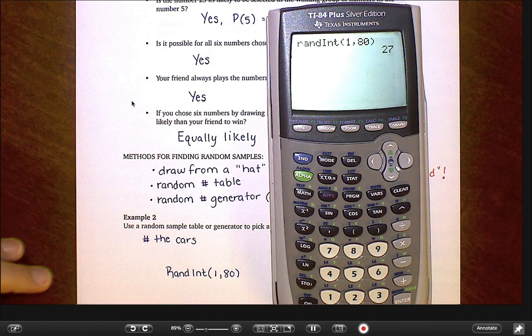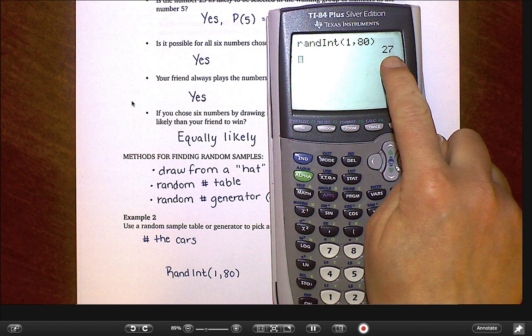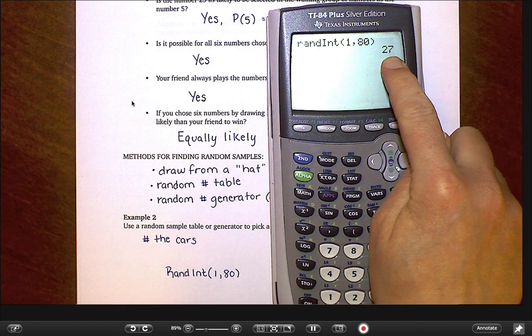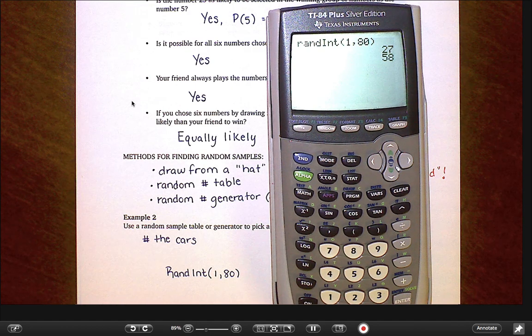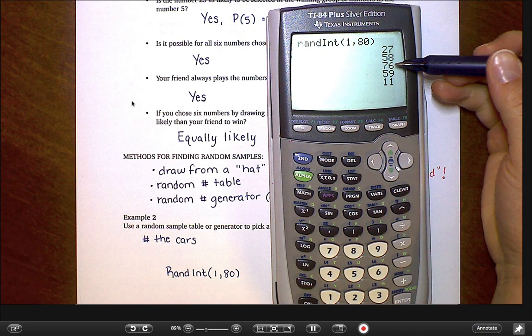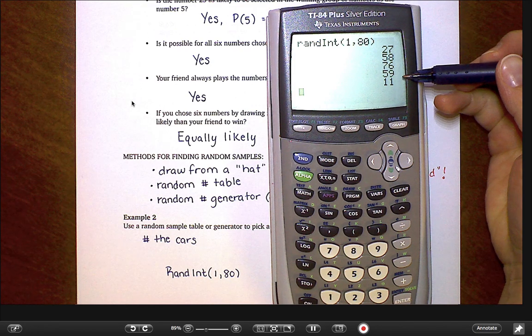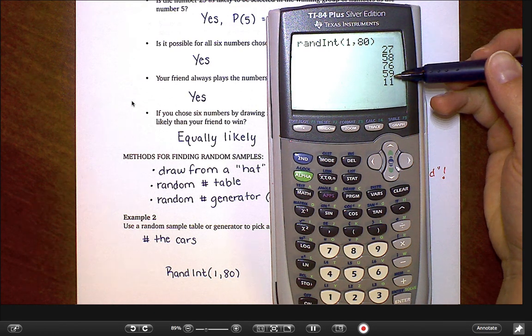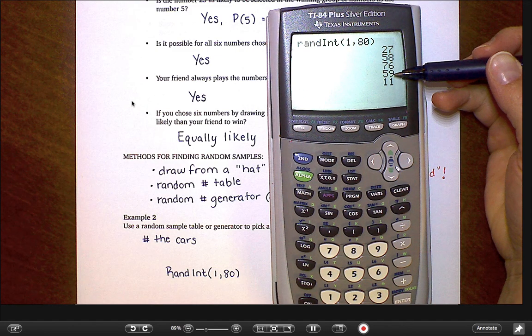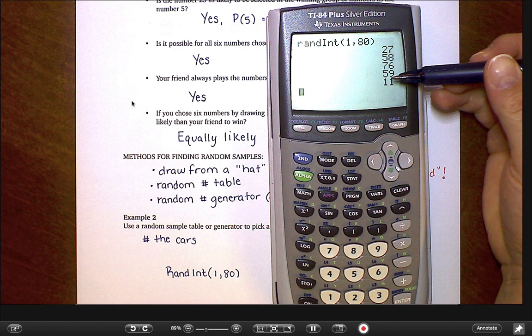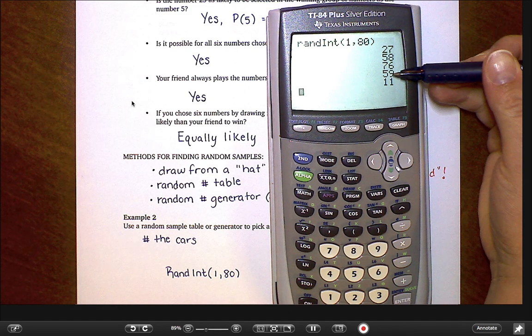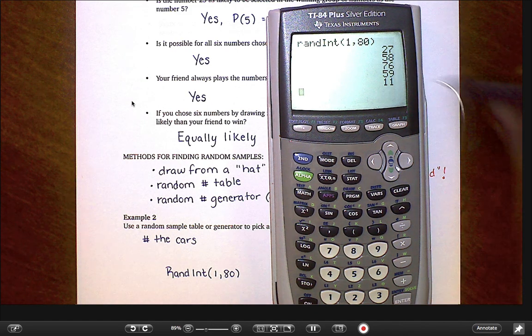I hit enter, and what it's giving me is a random number chosen between 1 and 80. I can just hit enter again, and it'll give me another one. Enter again, enter again, enter again. Now notice right there is that thing I was talking about. 58 got chosen, so did 59. After I chose 58, 59 should have been just as likely as anything else, right? But if you were choosing these numbers yourself, it's likely that you would stay away from that 59, and that's changing up the probability a little bit. So basically, you would use this tool and just hit enter 10 times.